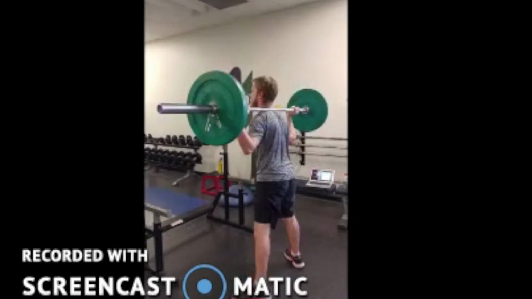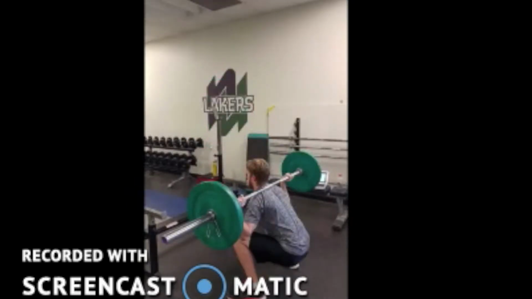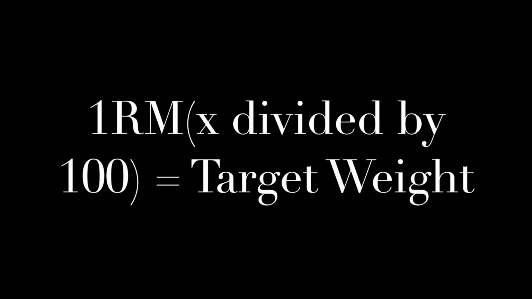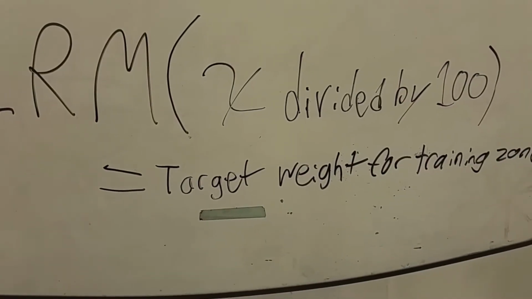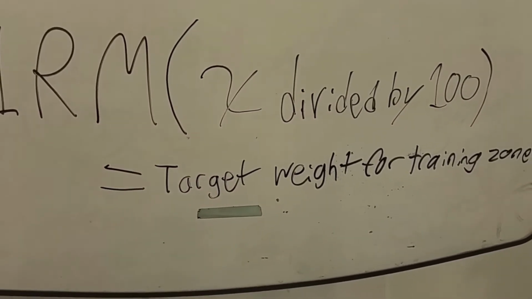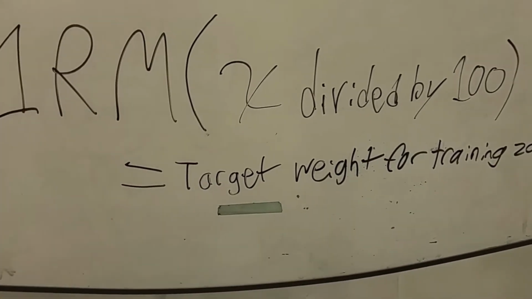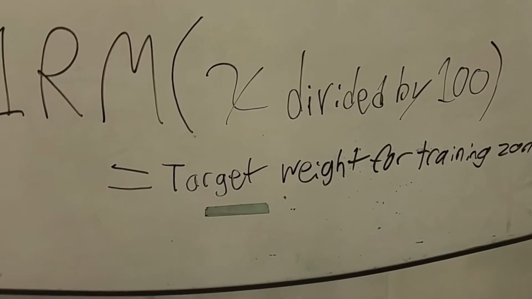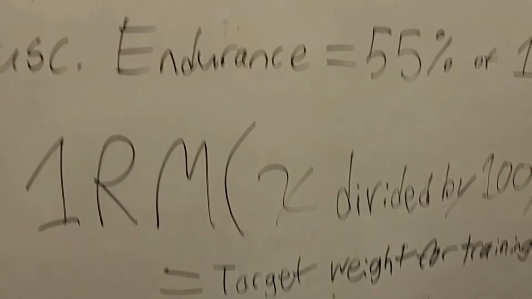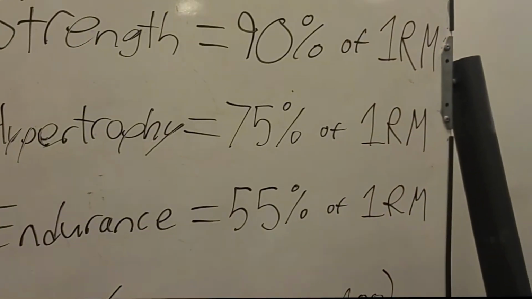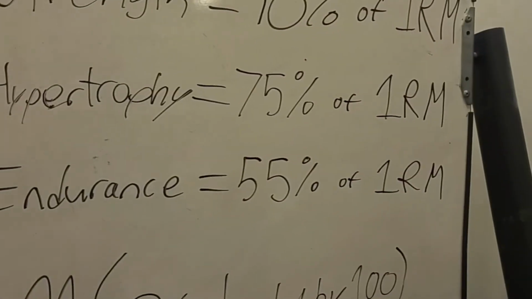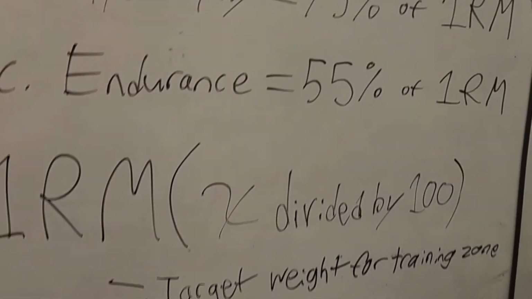Alright, next we're going to try out our 1 rep max and see how we can input that into an equation to decide which training zone we want to use. So here we have our equation for calculating our target weight for training zones. Here you can see that we have our 1 rep max, which currently would be about 80 kilograms. Here we have our variable. So our variable is going to equal one of the training zones. That can either go towards our muscular strength, which would be 90%, our muscular hypertrophy, which would be 75%, and our muscular endurance, which would be 55% of our 1 rep max.